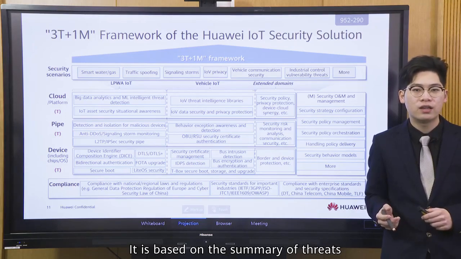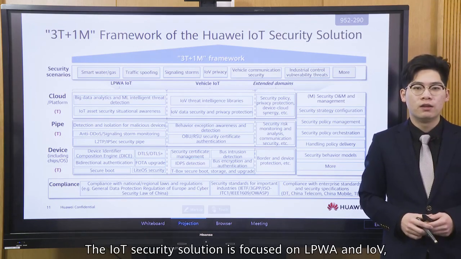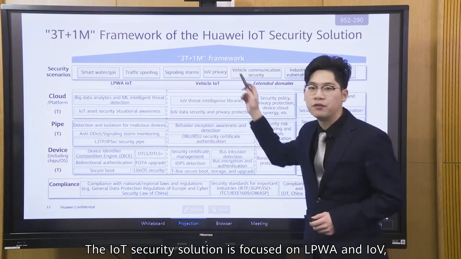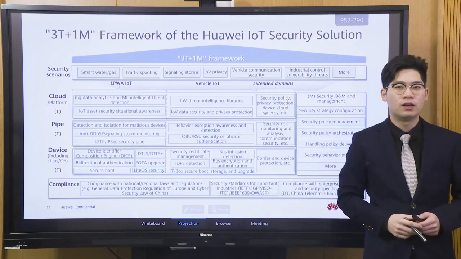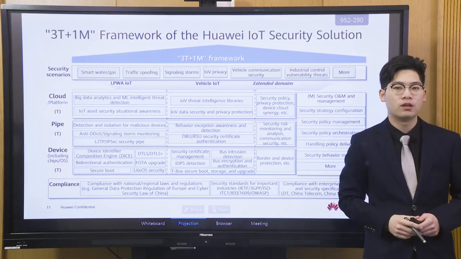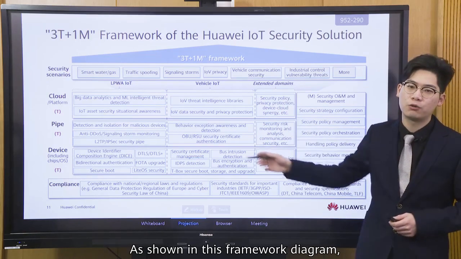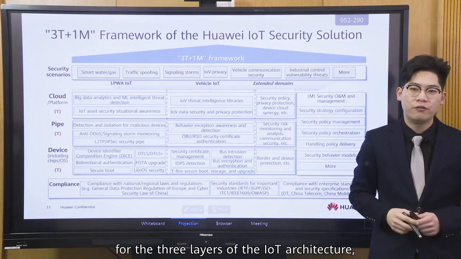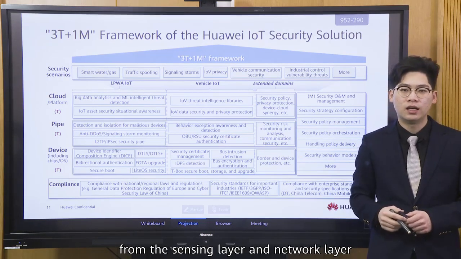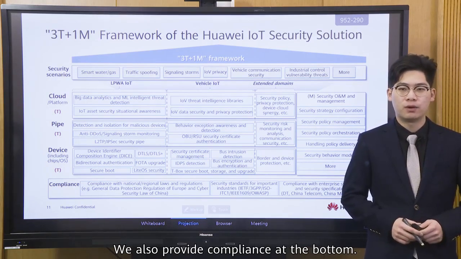It is based on the summary of threats in key IoT security fields. The IoT security solution is focused on LPWA and vehicle, which is IOV, since most IoT security issues arise from these 2 fields. Of course, we also support other fields. As shown in the framework diagram, we provide security applications for the 3 layers of the IoT architecture, from the sensing layer and network layer to the platform layer. We also provide compliance at the bottom.